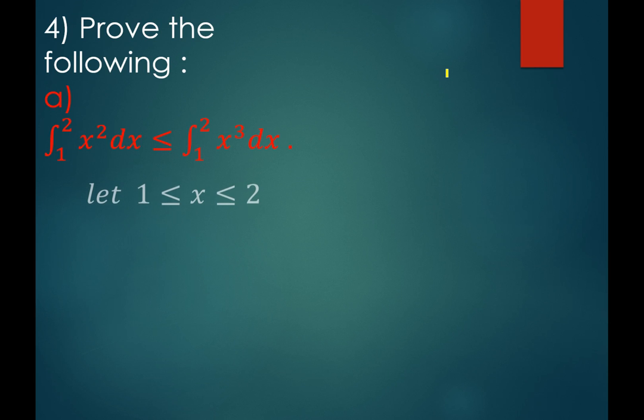It's proved. Let's have another idea, which is example or exercise number 4. Prove the following. We need to prove that the integration from 1 to 2 of x squared dx is smaller than or equal to the integration from 1 to 2 of x cubed dx. You can see that whenever we are comparing integrations, the limits should be the same. If they are not the same, you can't apply these theorems.